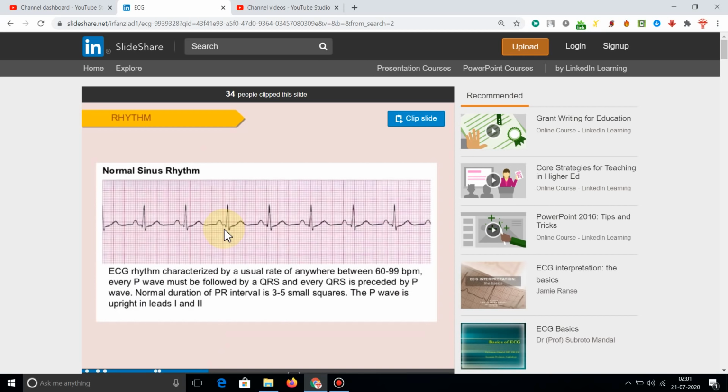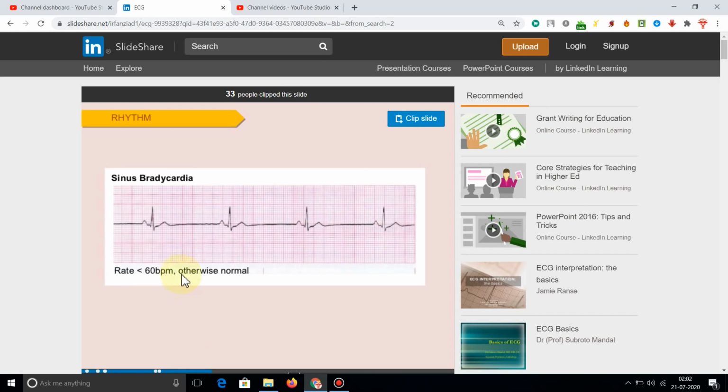Normal sinus rhythm is an ECG rhythm characterized by a usual rate of anywhere between 60 to 99 beats per minute. Every P wave must be followed by a QRS and every QRS is preceded by a P wave. The normal duration of the PR interval is 3 to 5 small squares. The P wave is upright in leads I and II.